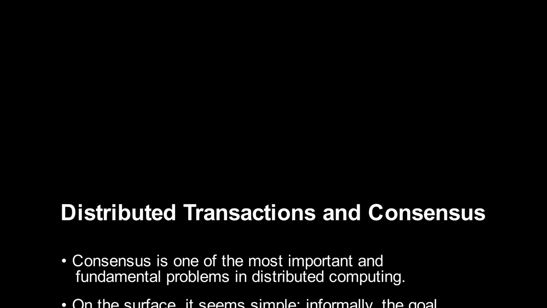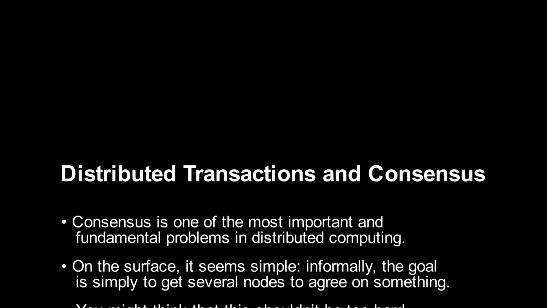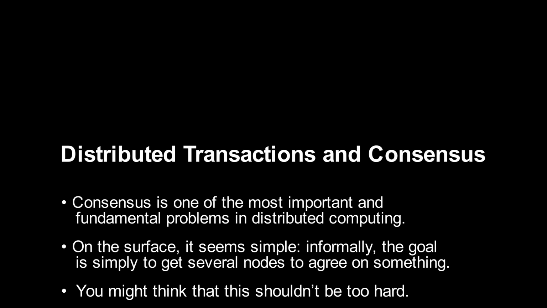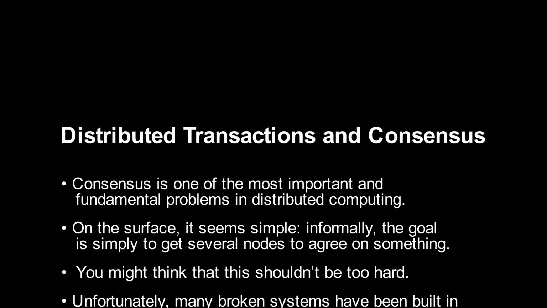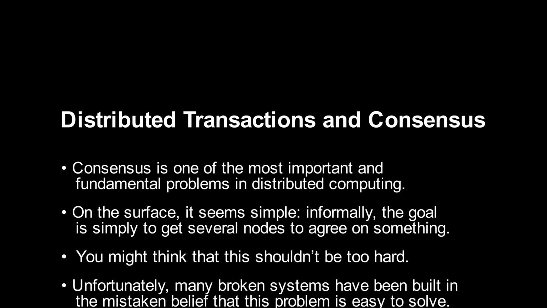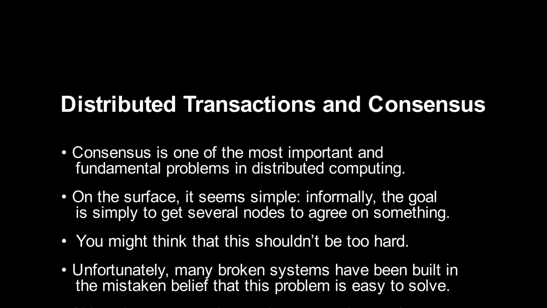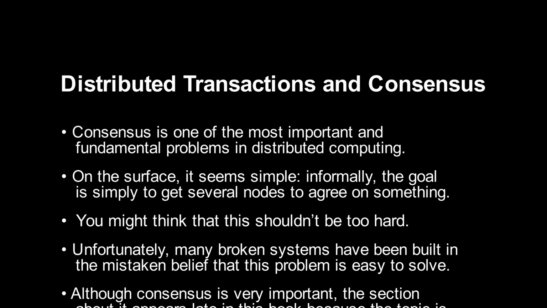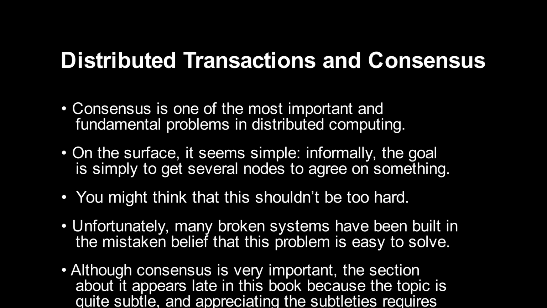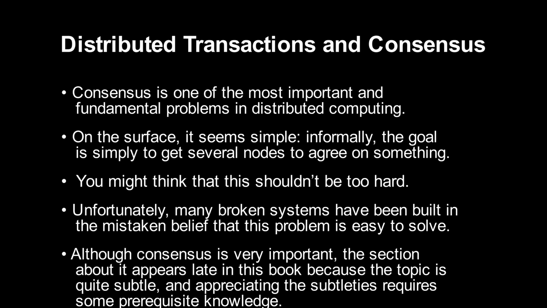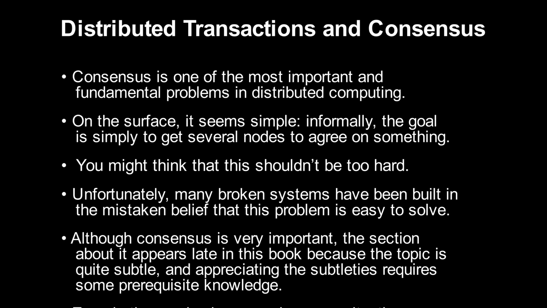Distributed transactions and consensus. Consensus is one of the most important and fundamental problems in distributed computing. On the surface, it seems simple. Informally, the goal is simply to get several nodes to agree on something. You might think that this shouldn't be too hard. Unfortunately, many broken systems have been built in the mistaken belief that this problem is easy to solve.